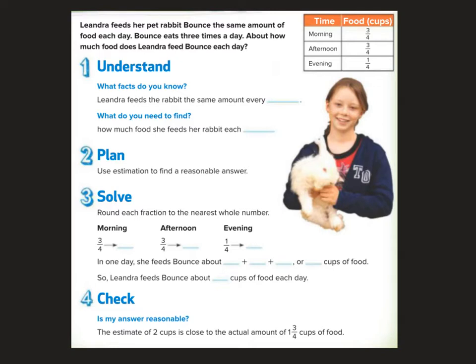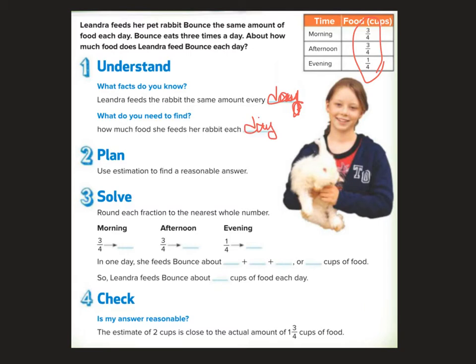She feeds her pet rabbit the same. Okay, so it just means each day this is how much she gets. So what do we need to know? Leandra feeds the rabbit the same amount every day. How much food does she feed her rabbit each day is how much we need to find out. So we're adding 3/4, 3/4, and 1/4.